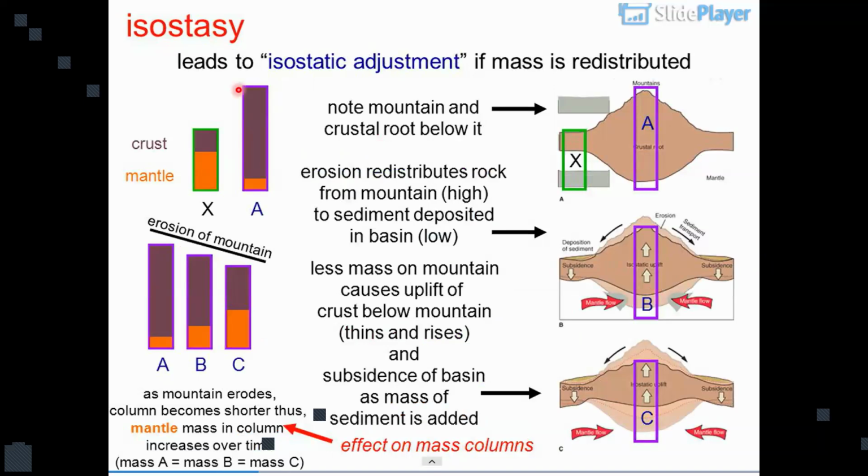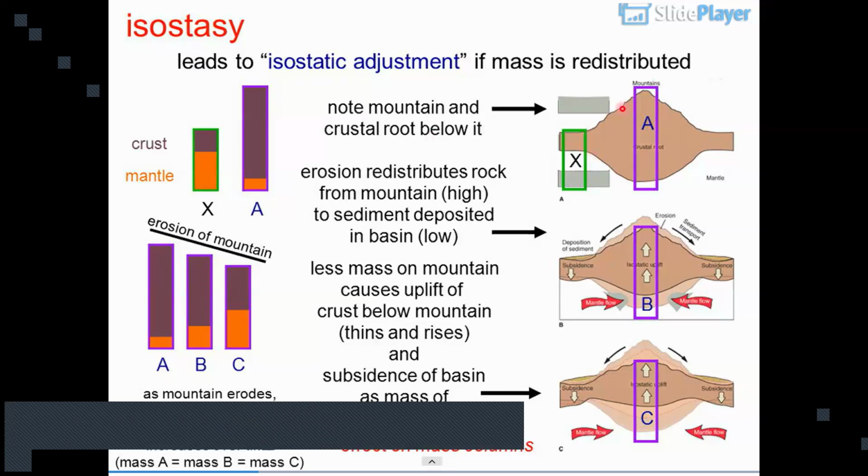So isostasy leads to isostatic adjustment if mass is redistributed. Now let's start that. Note the mountain and crustal root below it. Anywhere you have a mountain, the bottom will not be flat. The bottom will mirror what you have on the surface. If the mountain is like this on the surface, for it to be balanced, for it to be in equilibrium, the base in the subsurface should mirror what is on the surface.